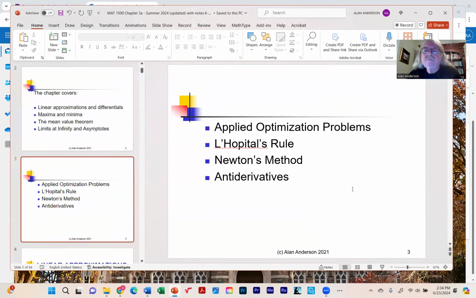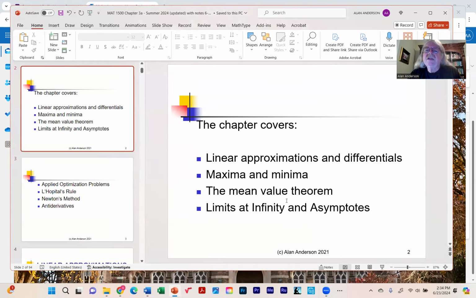And some of these others, L'Hopital's rule is a method for dealing with limits that we have not encountered before. And Newton's method is a method of optimization as well. But all of these are very useful techniques, but I would say that the most important one is maxima and minima. We will spend quite a bit of time studying those concepts throughout the course, and of course, well into calculus 2 and 3 as well.